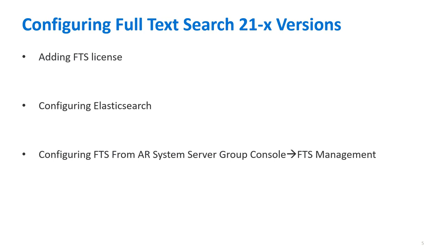Now let's talk about what is included when we configure full text search in 21.x versions. Number one is adding the FTS license, which gives us the FTS tab in the server information, after which all the configuration can be done. The second most important thing is the configuration of Elasticsearch. With Elasticsearch, there is a separate pod or container which performs the indexing and gives us the results. And the most important thing is that under the AR System server group console, we have a tab named FTS Management, which can be used to configure your FTS.